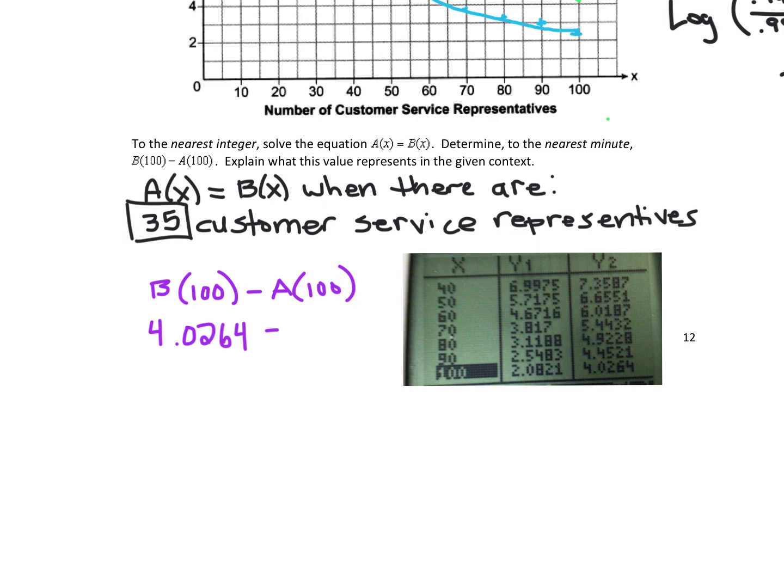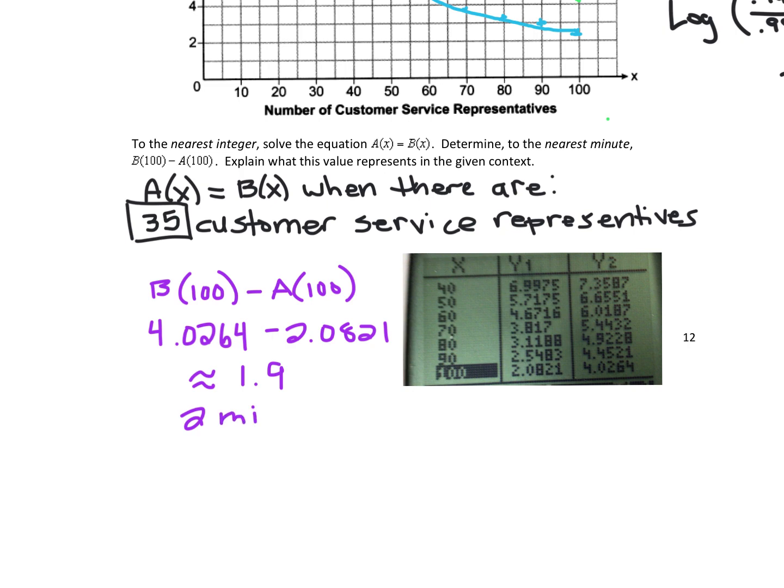We know that A of 100 would be right here. So it would be approximately 2.0821. And if we subtract those, I'm going to have... have you seen this symbol? This is approximately 1.9. But they want it to the nearest minute, so that would round to 2 minutes.